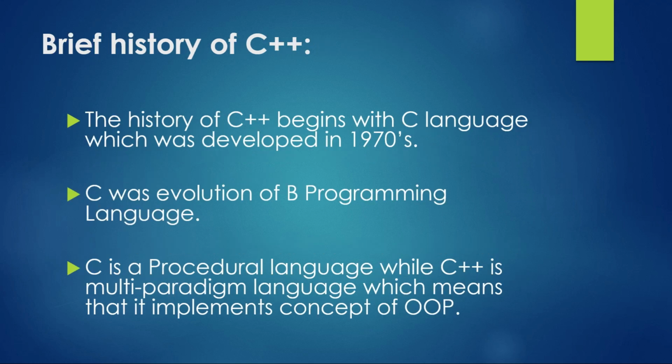So here is a brief history of C++. C++ is an object-oriented programming language which gives a clear structure to the program and allows code to be reused. C++ is an extension of the C language, which was developed in the 1970s, and the C language was developed from the B programming language. The main difference between C and C++ is that C++ supports classes and objects, so C++ supports object-oriented programming.